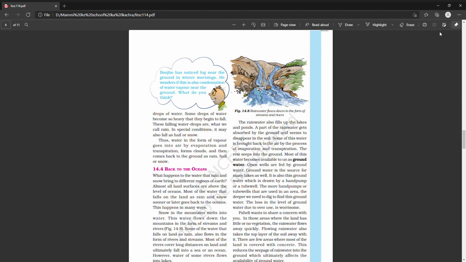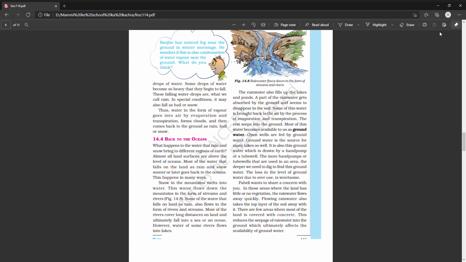Thus, water in the form of vapor goes into air by evaporation and transpiration, forms clouds, and then comes back to the ground as rain, hail, or snow.